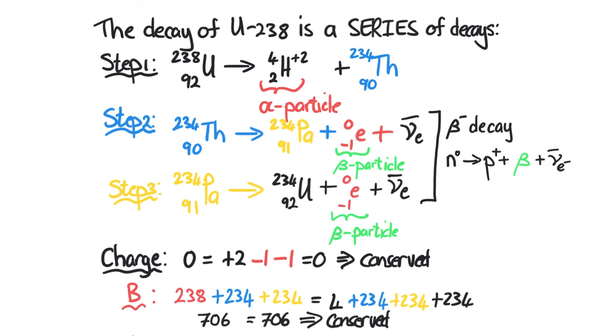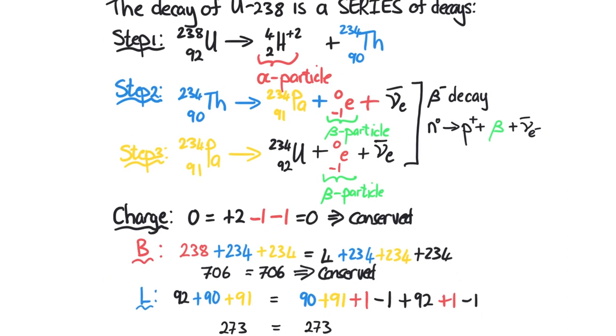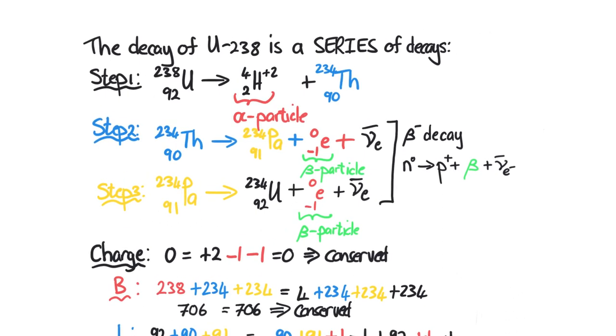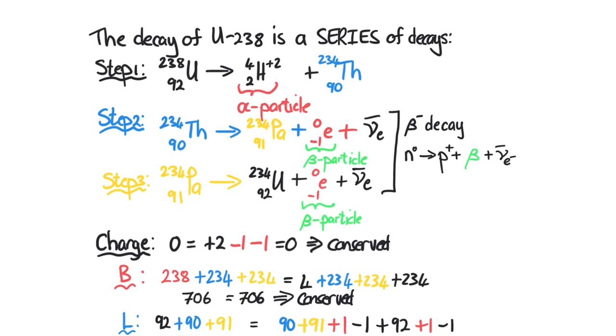Now, when we look at the baryon number, we started with 238, we have 234, and we have 234 on the left-hand side. On the right-hand side, we have 4, we have 234, we have 234, we have 234. So when we add that all up, we get 706 on the left-hand side, 706 on the right-hand side, and the baryon number is conserved.